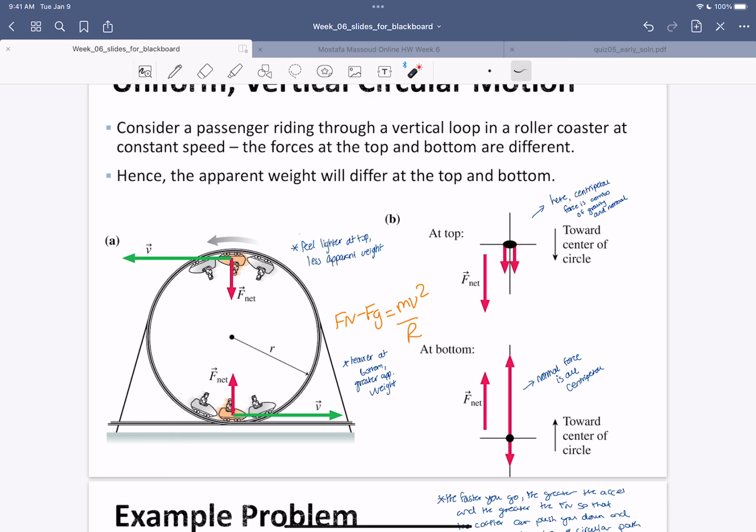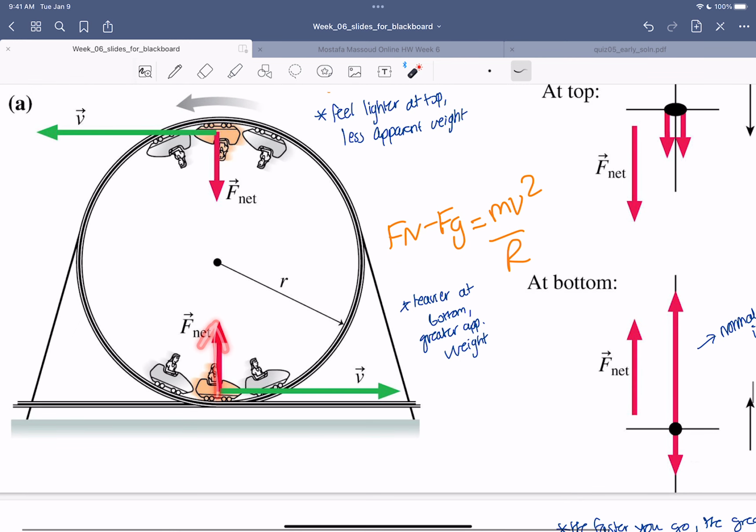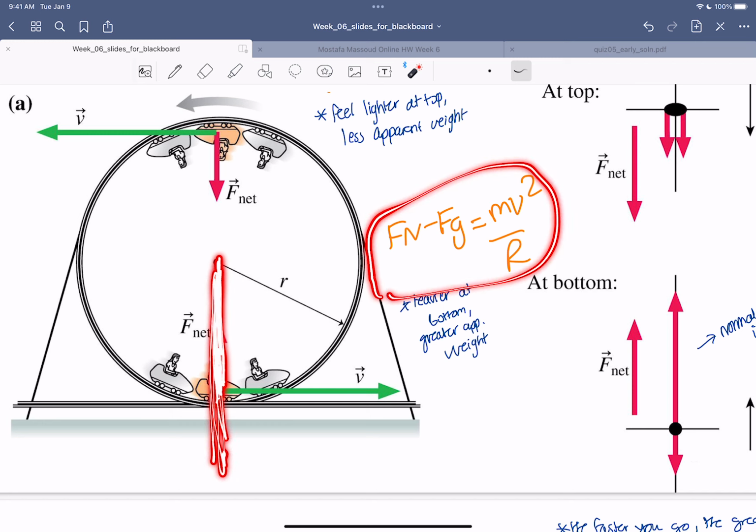Well, the components that are contributing to your centripetal force are normal force and gravity. Here, it's almost just normal force. It's just that you always can include both forces. This is the axis of centripetal acceleration, or centripetal force. So any forces along this axis, we include in the equation for centripetal force.